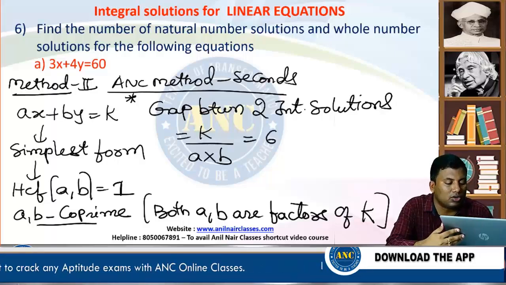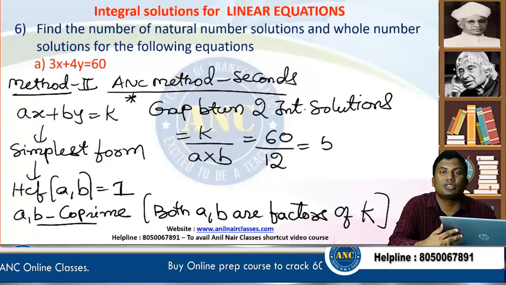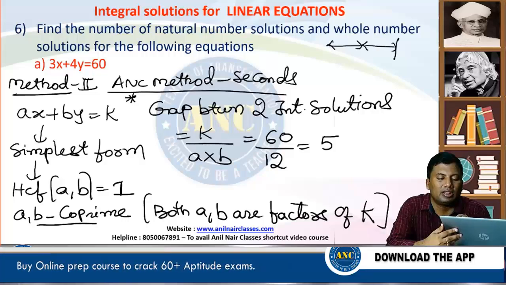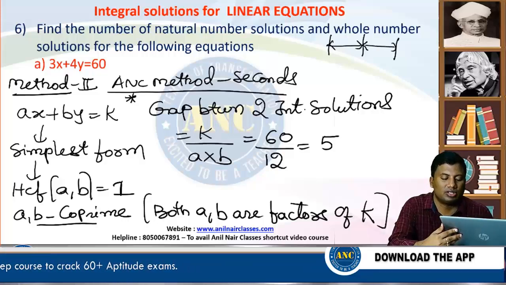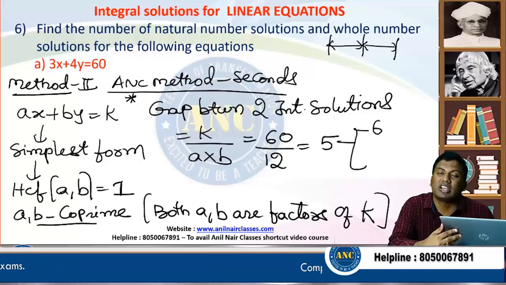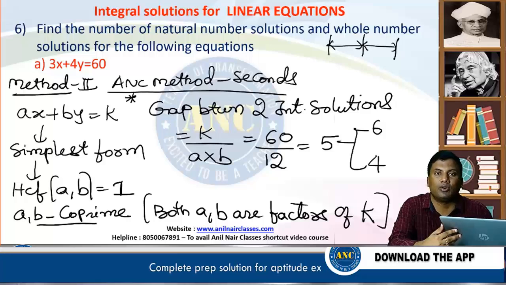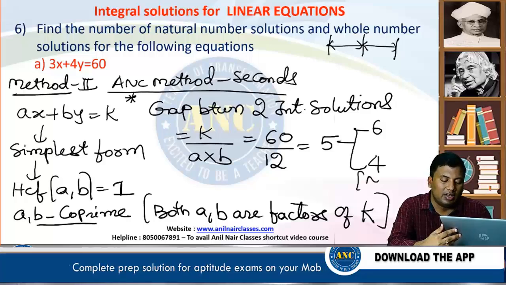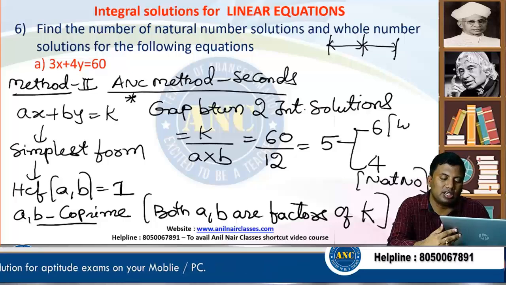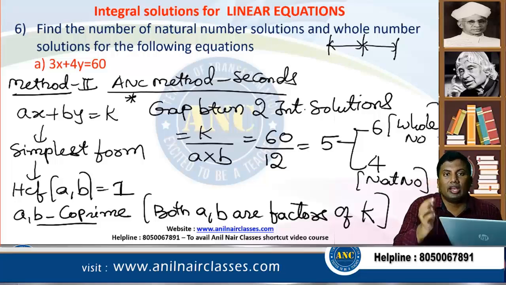So here in this question, 60 by 12 is 5. If there are 2 gaps, there are totally 3 solutions. If there are 5 gaps, totally there are 6 solutions, out of which the x0, y0 2 cases are eliminated. So 4 is nothing but the natural number solution, 6 is nothing but the whole number solution. I hope the idea is clear.